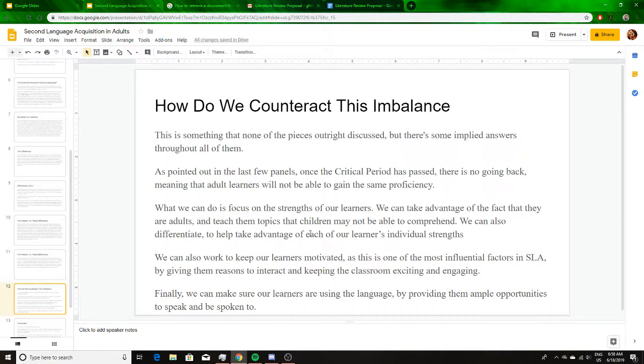And then finally, we can make sure our learners are using the language by providing them ample opportunities to speak and be spoken to. Again, as pointed out in the research by Major, students who use the language more tend to retain the language a lot better, and tend to score higher. So if we allow our learners to use the language more, that's going to help them in the long run.